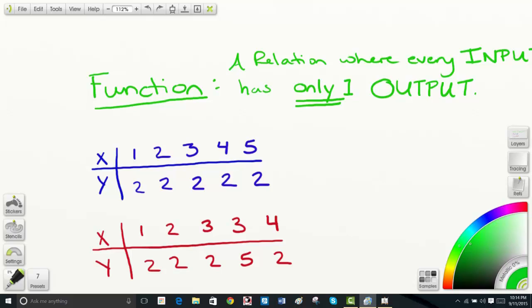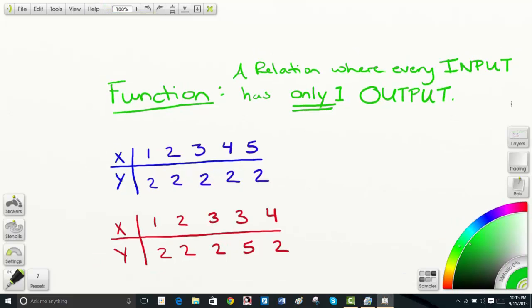So here's our definition of a function. A function is a relation where every input has only one output. For some reason, we have a little bit of a, let me zoom back to, there we go, now you can read the whole thing. So a relation where every input has only one output. Now let's see if we can figure out what that means looking at the blue and the red example.